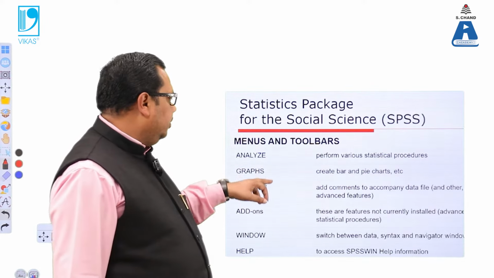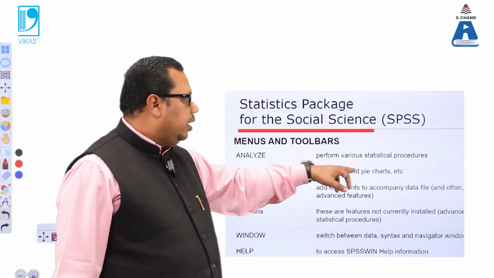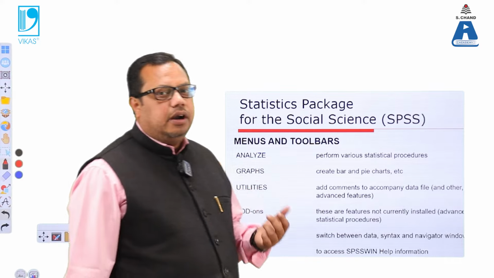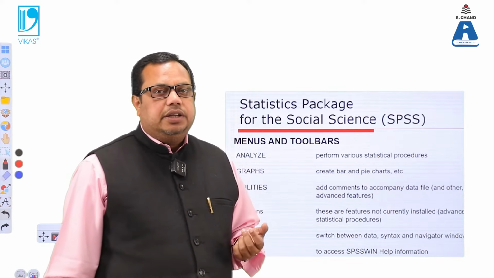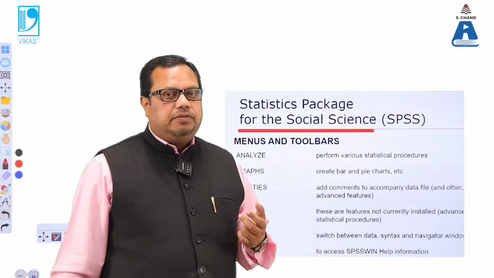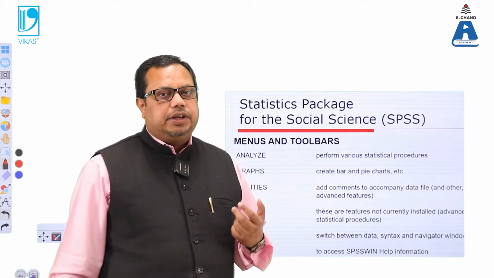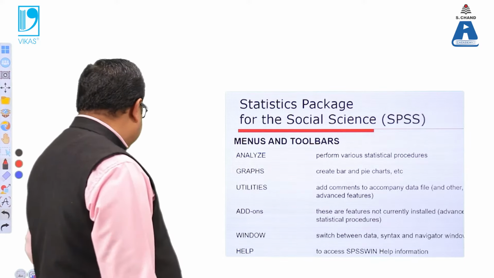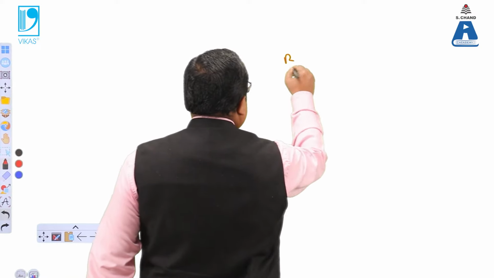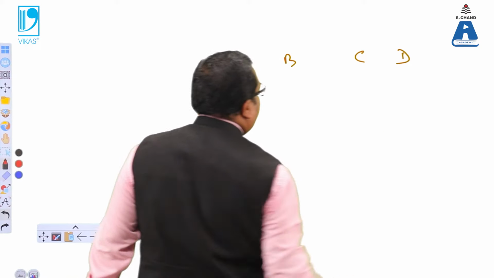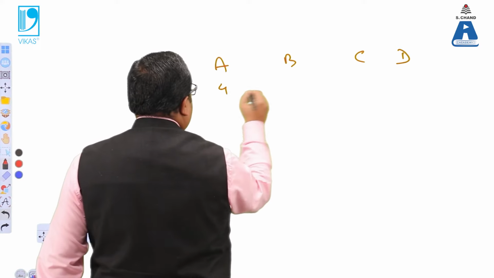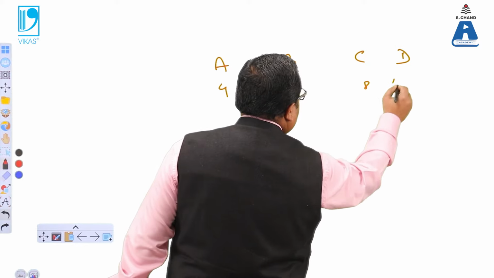Then we have Graph. We can create a bar graph, pie chart, etc. The purpose of making a bar graph or pie chart is basically the graphical representation of the data. When we color the different lines, it will show the variation. Let's take an example: say there are 4 things A, B, C, D, and suppose we write the values. Suppose the values are 4, 6, 8, 10.